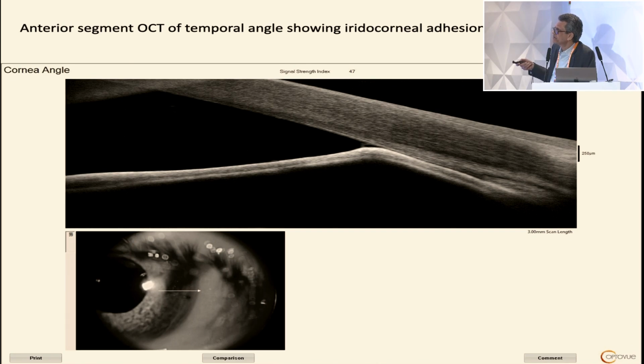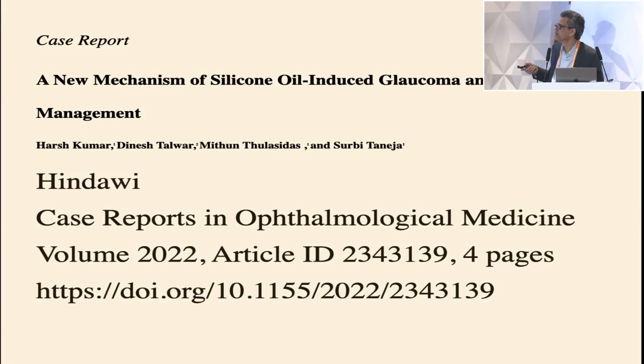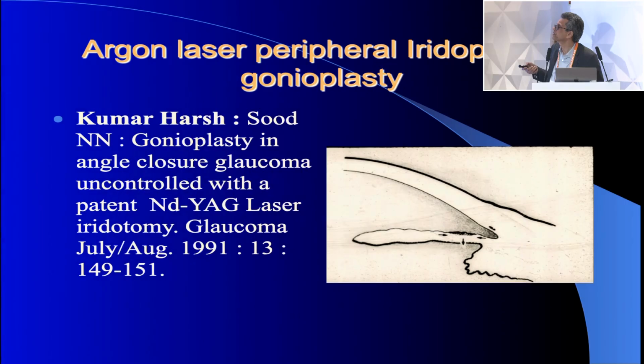So we went in. What I did was, with 2 millijoules, I just pushed back the iris a little bit, and then the moment it was pushed back, we put bigger spots over there of 6 millijoules, and the iridotomy was completed. This thing was released, and everything was back to normal. Again, this was published as a new mechanism for silicone oil induced glaucoma. So that's what I'm thinking, that you have to think of new things.